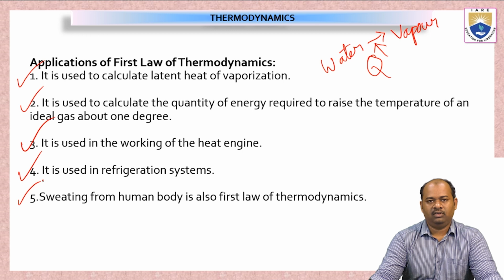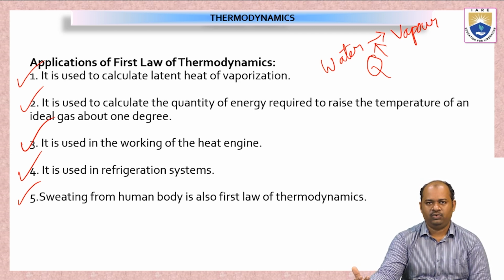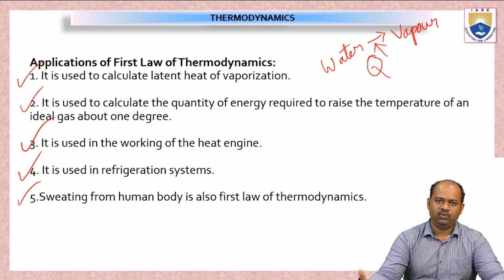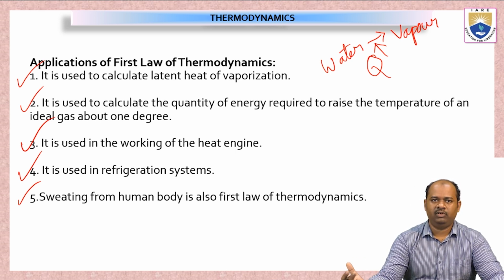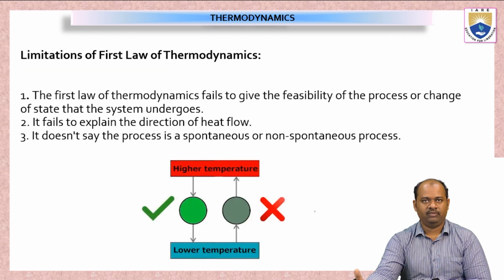And the fifth example or application is simply sweating from the human body, which is also the first law of thermodynamics, because when we experience heat, we will generate some sweat from the body. So the sweating will cool down the body in order to keep the body at a certain temperature, so that we will not subject it to high temperature. We will sweat and we will cool down the body. So this basic thing which is happening in the human body is also based on the first law of thermodynamics. We are converting the form of energy. So these are the applications of the first law of thermodynamics.